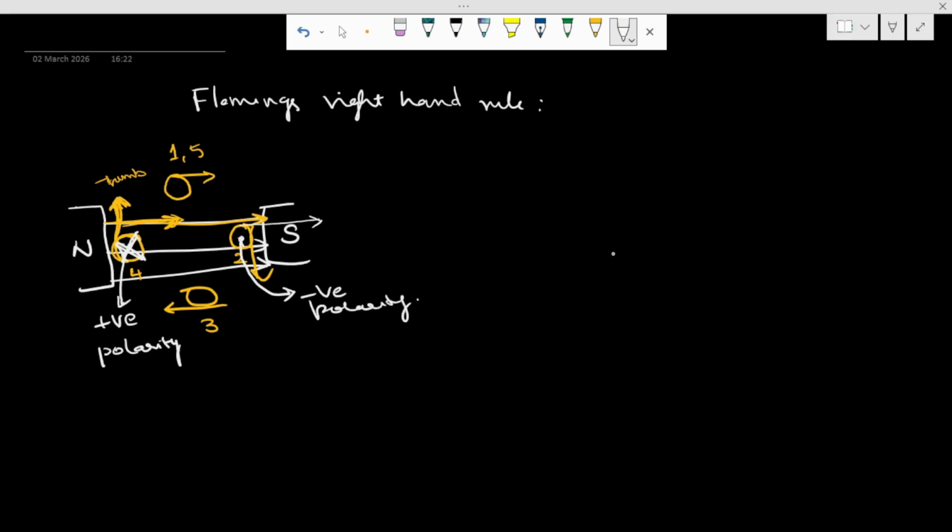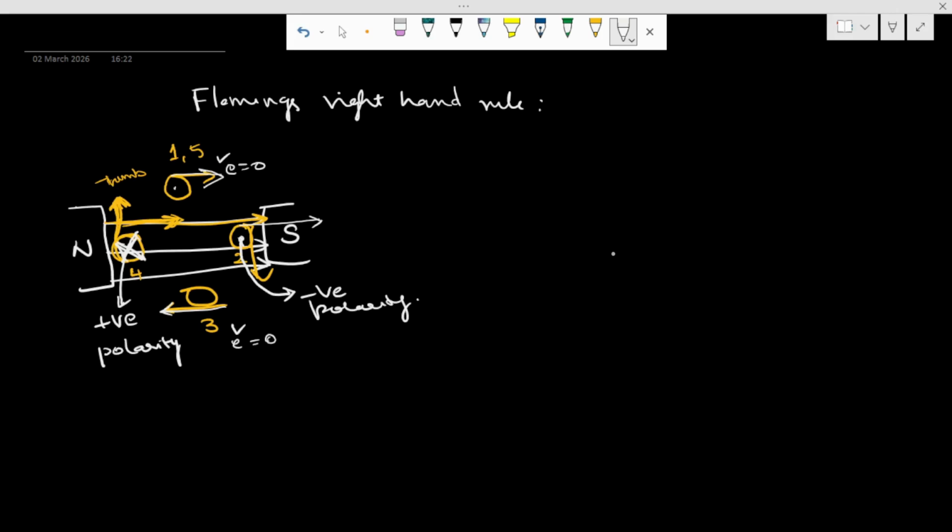In the first position and the third position, no flux lines are being cut, since the conductor and the flux lines are parallel. There is no induced EMF, so E is equal to 0. These are the polarities we can find from Fleming's right hand rule.